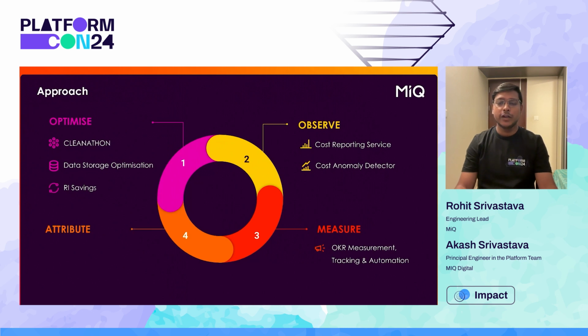Now, when it comes to attributing the cost, we make use of structured tagging. For example, in MIQ, we make use of team, product, function, environment, and department tags. What this helps us with is general reporting. For example, I can ask for cloud cost for a given team, product, or business unit.